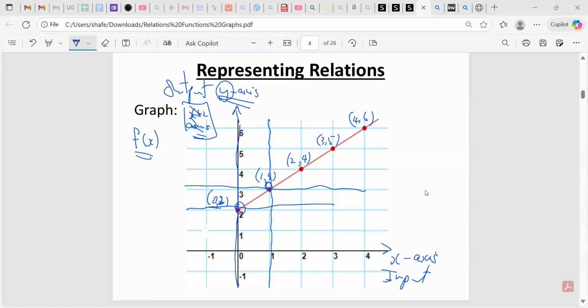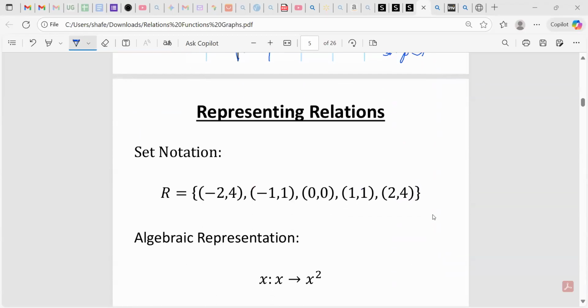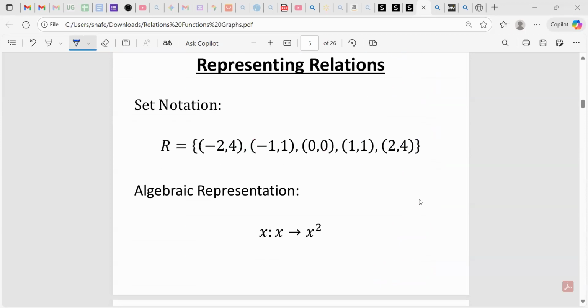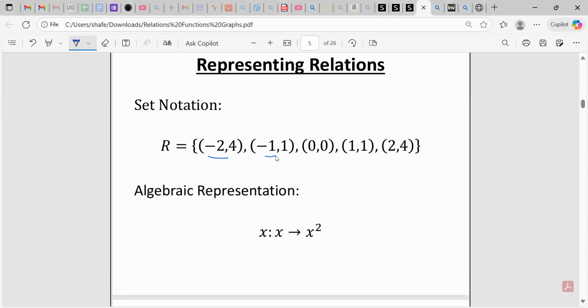Yeah. So back to our graphs, right? This is another example. I have another relation here: -2, 4; -1, 1; 0, 0; 1, 1; 2, 4. I don't know if you can see it. Can you see what's happening to the numbers? What do you do to -2 to get 4? What do you do to -1 to get 1? And so on. What do you see happening? Anybody? I mean, it's staring you in the face here.